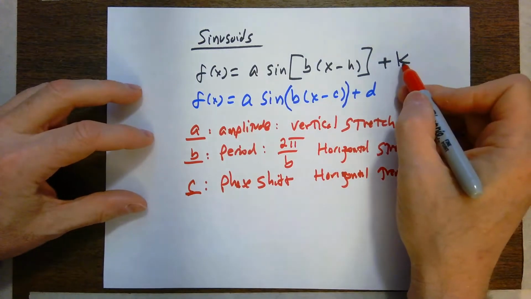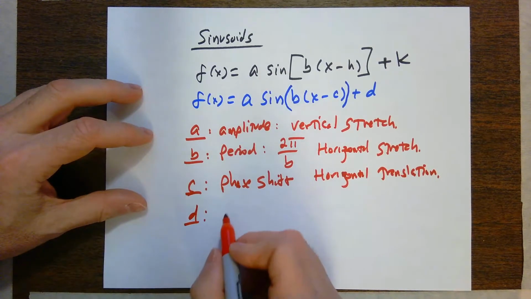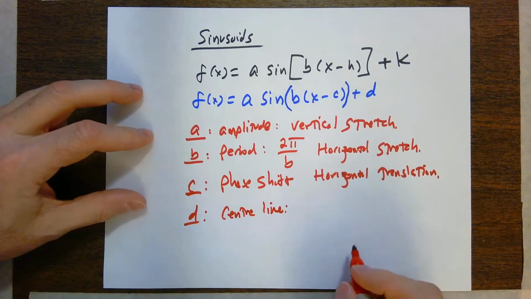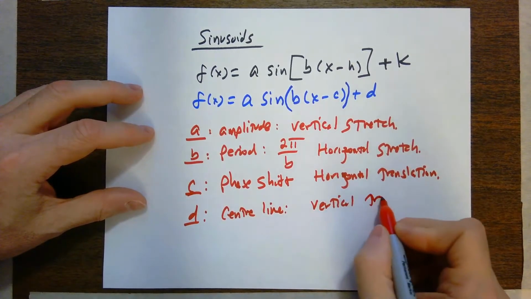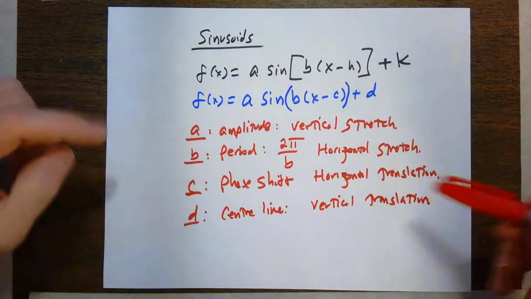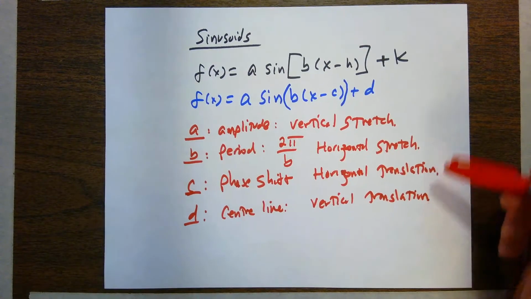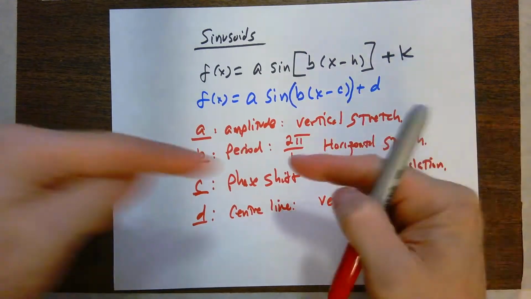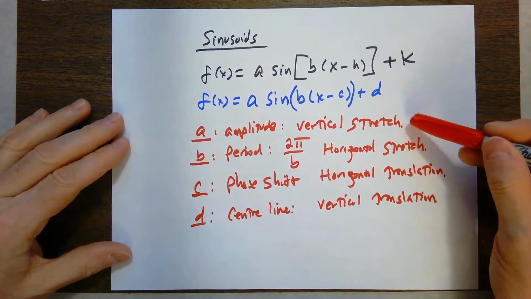And then finally, the textbook uses a k. Mostly we use a d for something called the center line. And this is a vertical translation. This is what's going to move it up and down. So this is sliding things left and right, sliding things up and down, horizontal stretching, compressing, and expanding things this way, vertical stretching and compressing things this way.